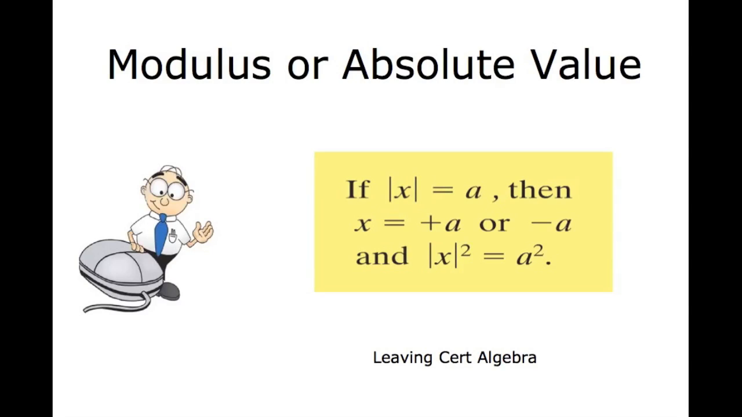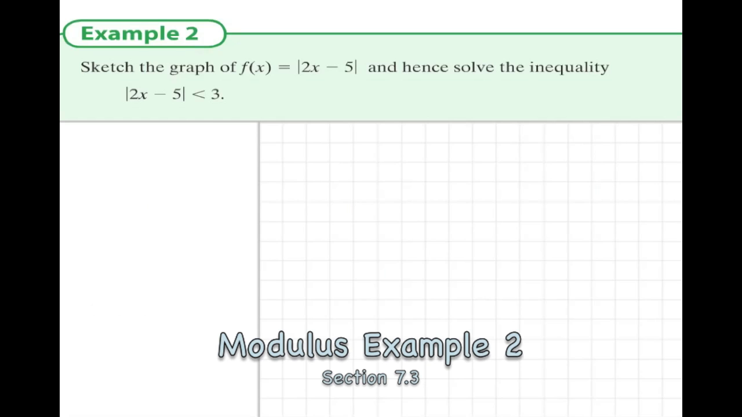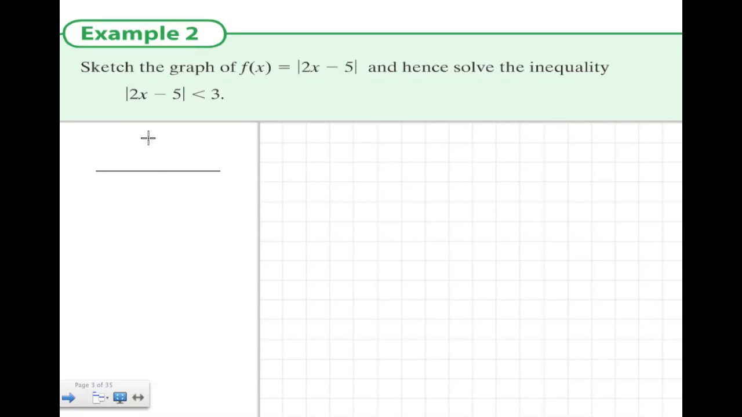This video looks at an example from the Leaving Cert higher level course using modulus or absolute value. Sketch the graph where f of x is equal to the absolute value of 2x minus 5 and hence solve the inequality that |2x minus 5| is less than 3.